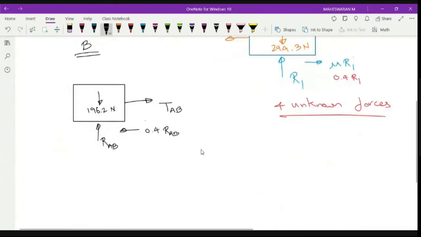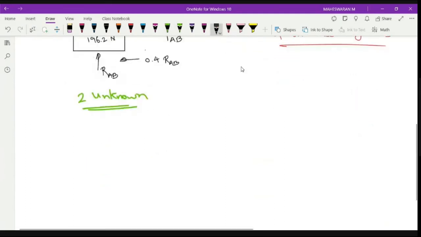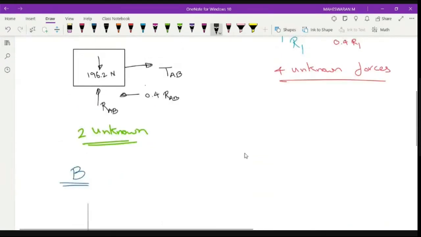Okay, so here how many unknown forces do you have? RB and TAB, there are two unknown forces here, right? Two unknown forces. So in that case, which one do you have to solve first, block A or block B? B, sir. Yeah, very good. So first we have to start with block B. So let me start with block B, right? Let me draw block B.